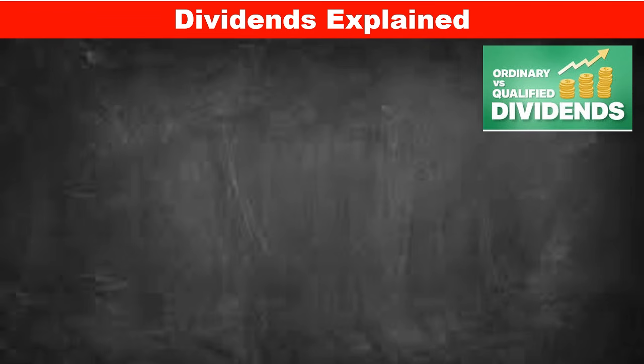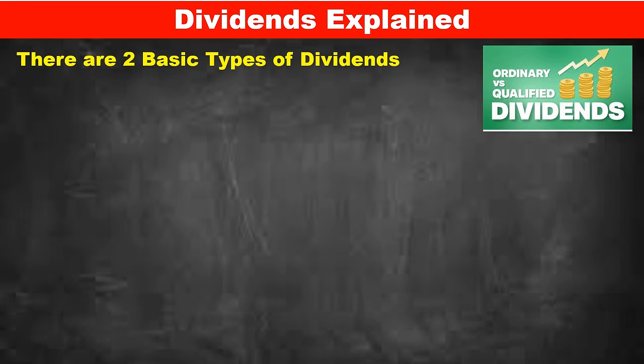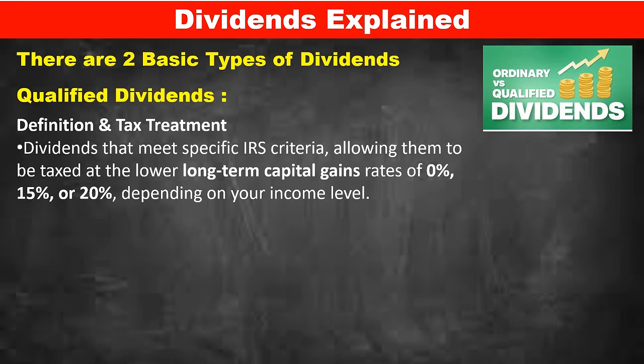So let's first off explain a little thing that we're going to start with. It's called dividends that we've got to explain. There are two types of dividends that we deal with. The first ones are qualified dividends, and the definition and tax treatment of those dividends is that they meet the IRS criteria, allowing them to be taxed at the lower long-term capital gains rate, which is anywhere from 0 to 15 or 20%, depending on your income level.